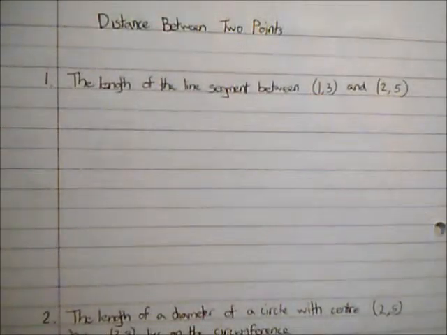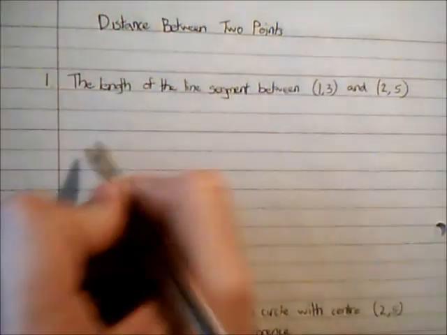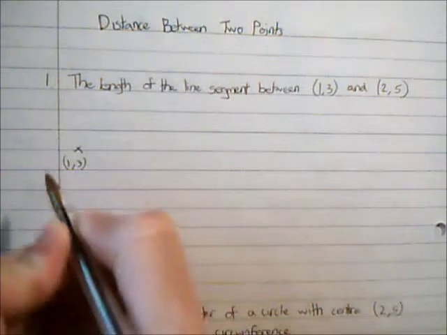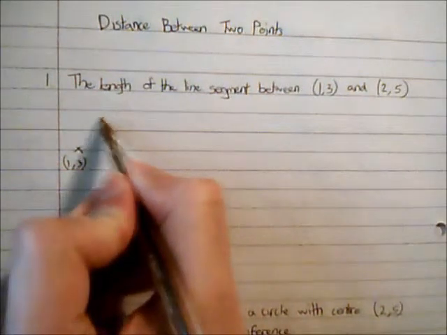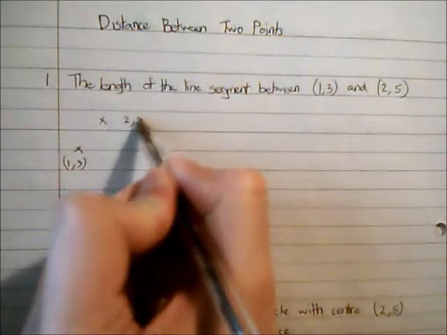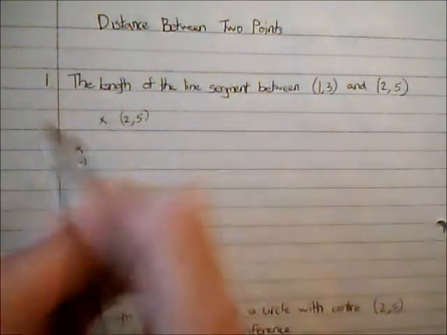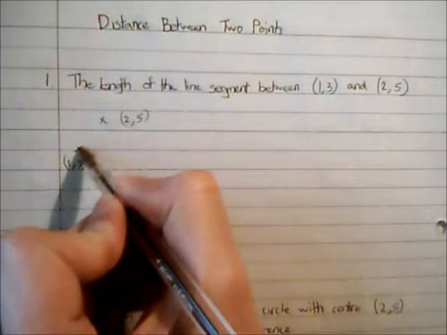In this video we're going to look at how to find the distance between 2 points. So to start with, we're just going to look at the length of the line segment between the coordinates 1, 3 and 2, 5. So I'm just going to do a small sketch. If I call this the point 1, 3, then the point 2, 5 relative to that point will be roughly there. So it's the length of this line which I wish to find.